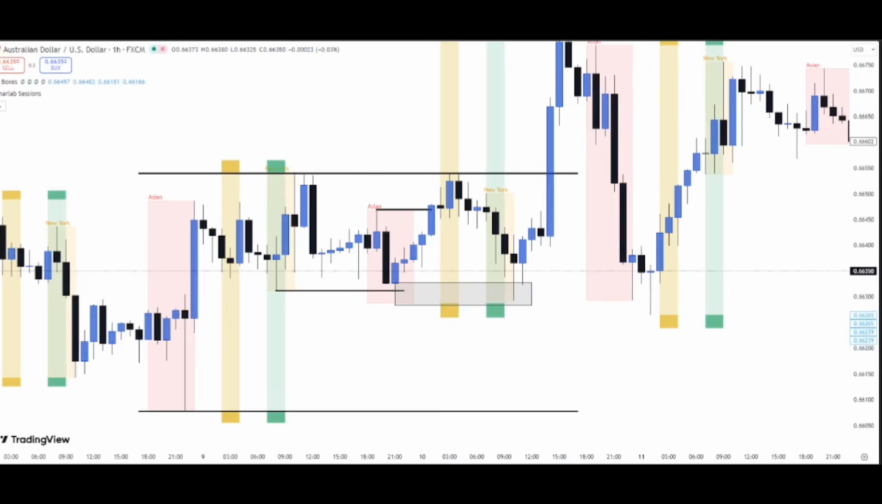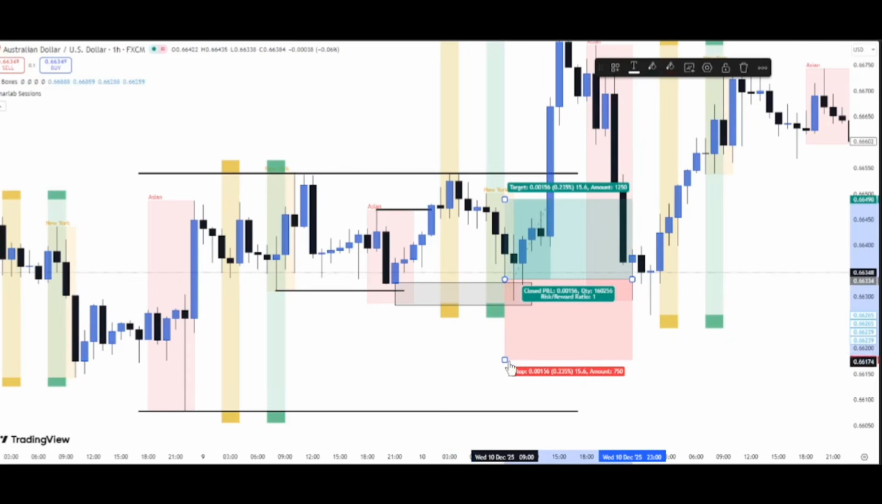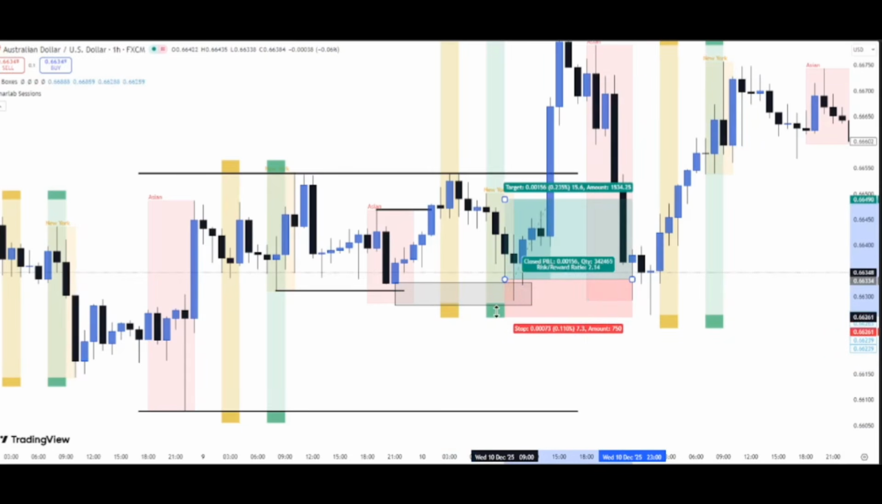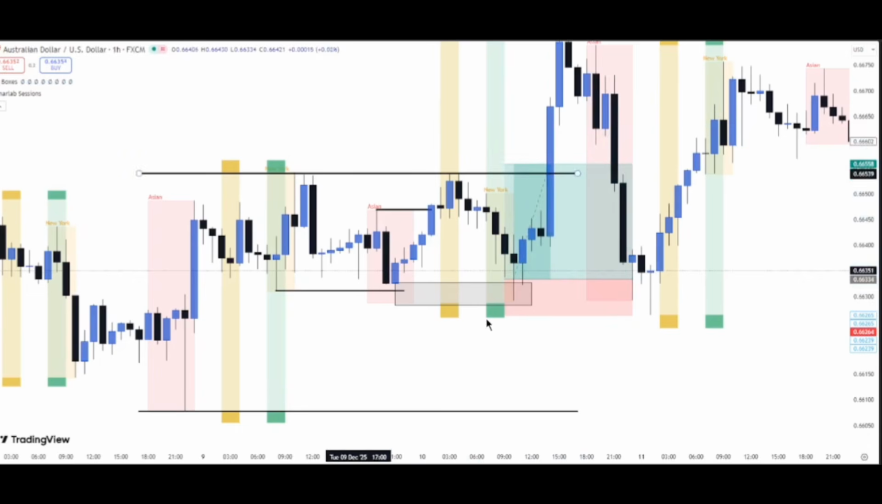And you want to target 1 to 3. Very simple and straightforward. Just give a buffer and then go for 1 to 3. Roughly about 1 to 3 there. Okay? So that's how to do it.